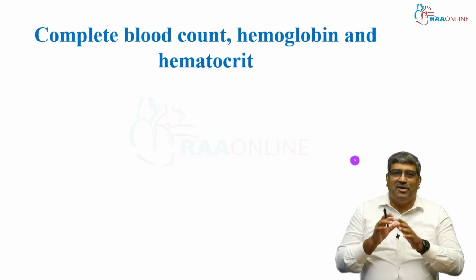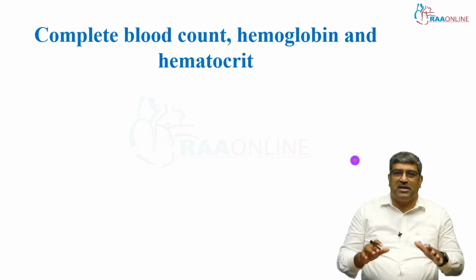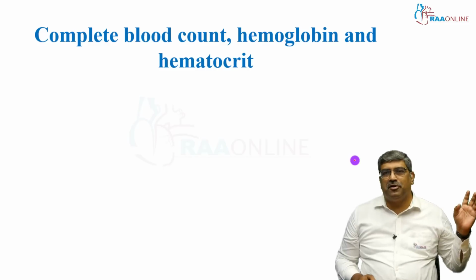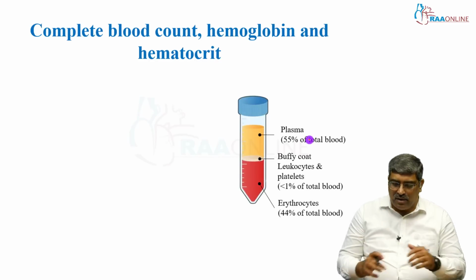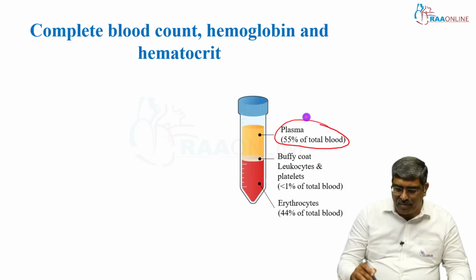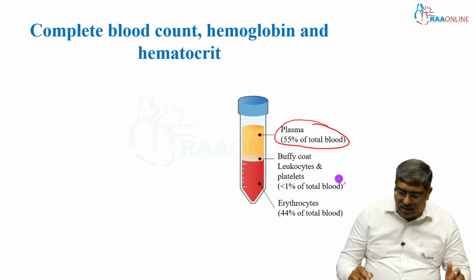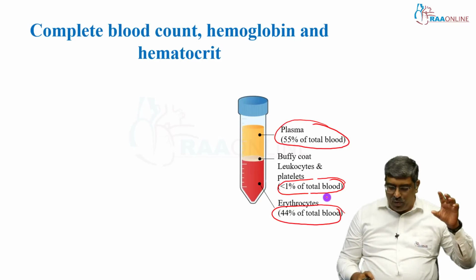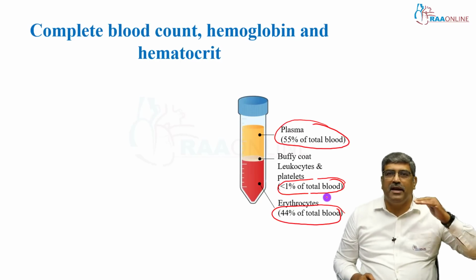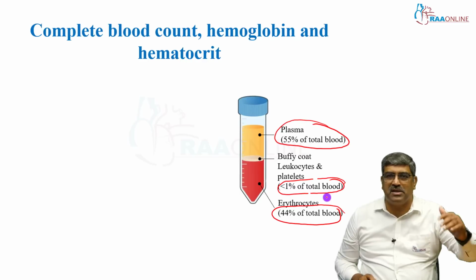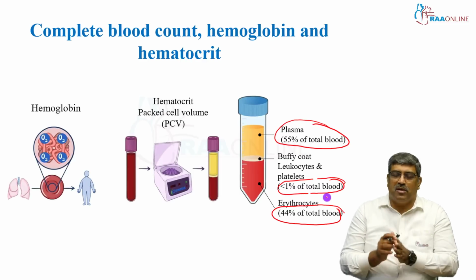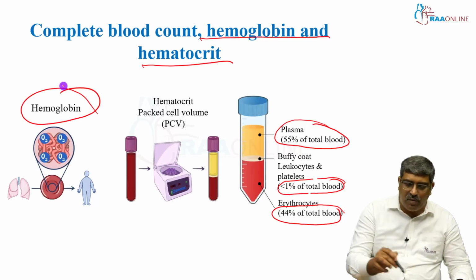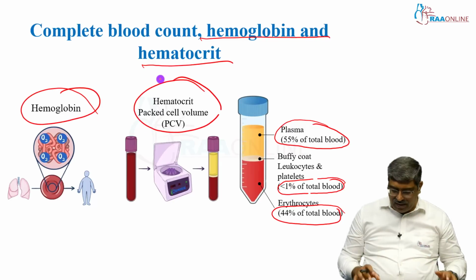Now, coming to the most common basic investigation which we do: CBC, hemoglobin and hematocrit. This is a basic investigation which you do in almost all cases. In the blood, plasma forms about 55%, leukocytes and platelets form around 1%, and erythrocytes form around 44%. So, you establish the count of each blood component, RBCs, WBCs and platelets. And the most important investigation for an anesthesiologist for oxygen carrying capacity is hemoglobin and hematocrit. That is the basic investigation.